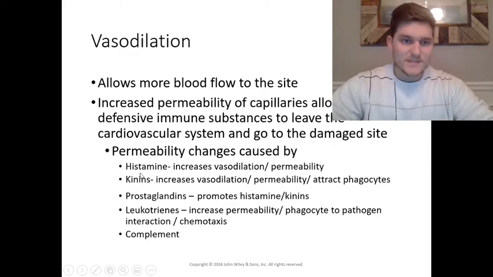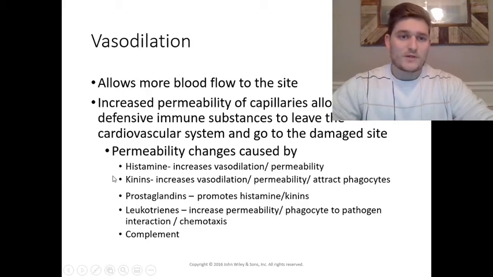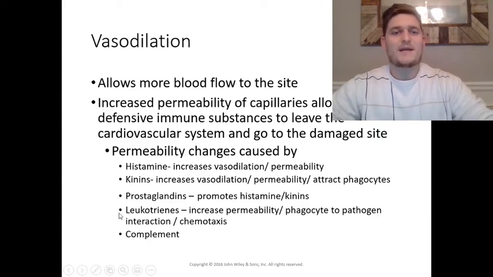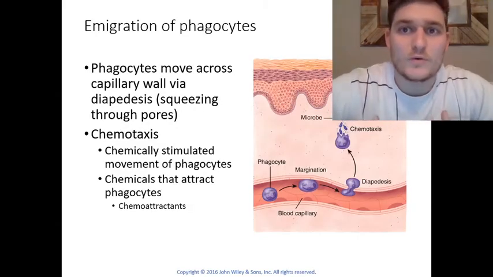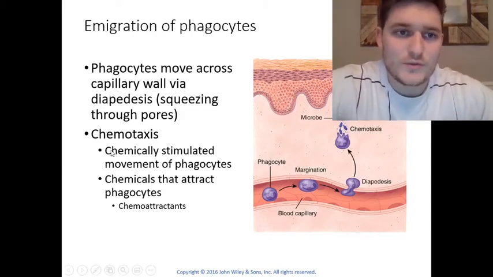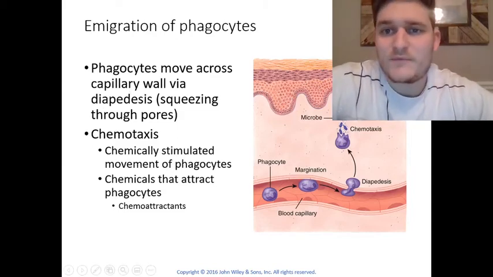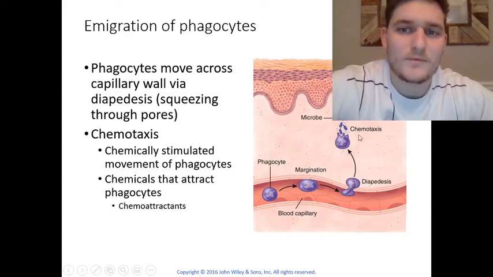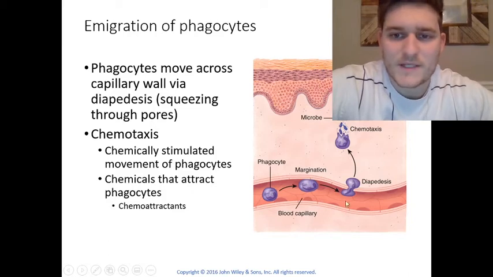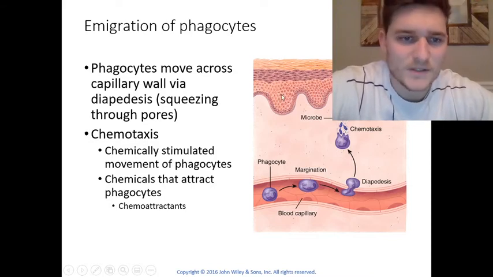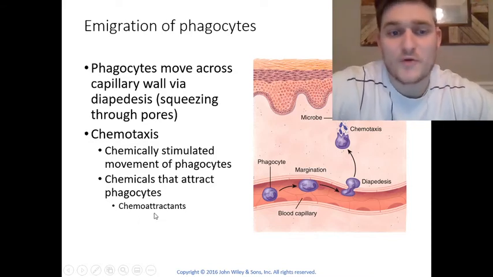And those include histamines, kinins, prostaglandins, which help the function of histamines and kinins, leukotrienes, which will help increase that permeability and are going to promote the movement of the phagocyte to that damaged area, and complements. Phagocytes get drawn towards damaged tissue due to chemotaxis. And so these are different chemicals that are released that promote the movement of the phagocyte from the bloodstream to those microbes in that tissue area. And so they are called chemoattractants, those chemicals.